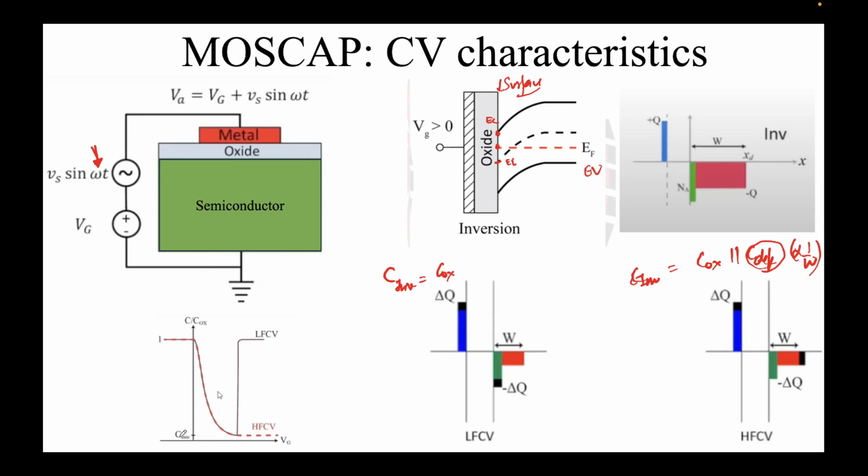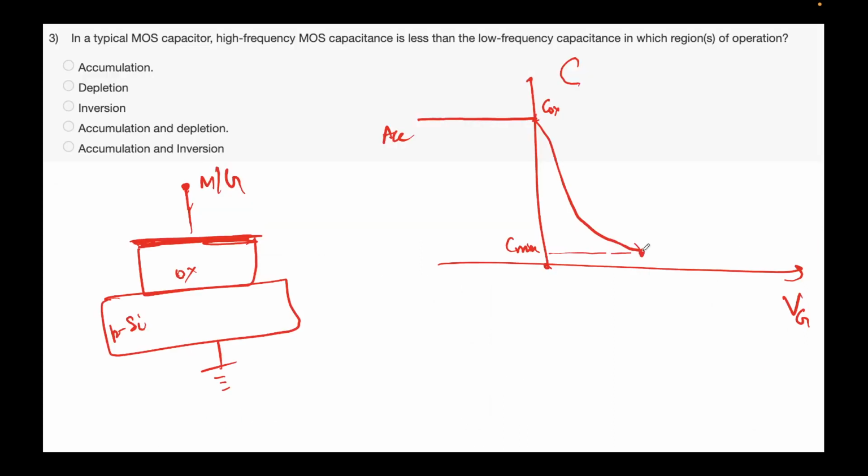right? And if you have low frequency, this means that the electrons will get sufficient time to come to this interface, right? And thus the only capacitance which will be seen is the Cox. So for LFCV, this is how it will look. For HFCV, we have seen that it looks something like this, right?